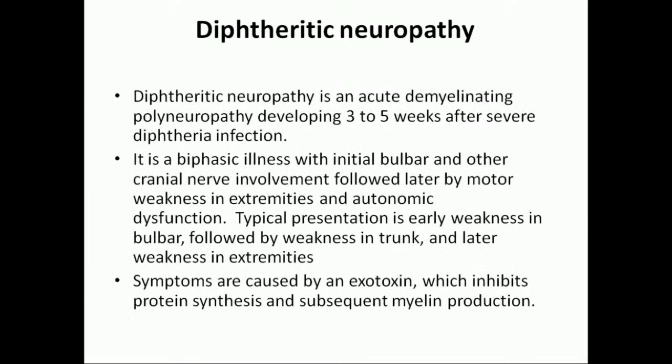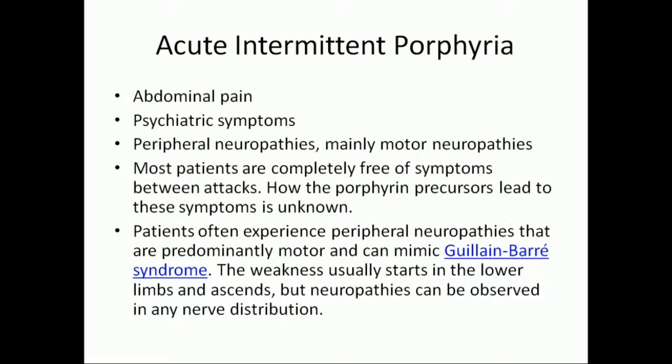Now diphtheric neuropathy. Diphtheria is now rare, but there is again a resurgence of diphtheria because of waning of immunity as age progresses. So post diphtheria, because of the neurotoxin, there may be demyelinating neuropathy 3 to 5 weeks after diphtheria. It may start with bulbar weakness and then affect the limbs.